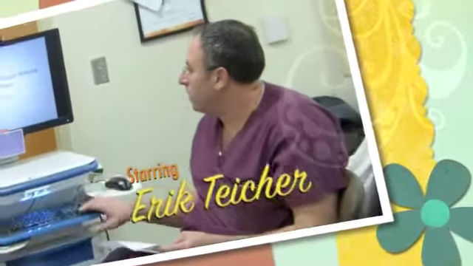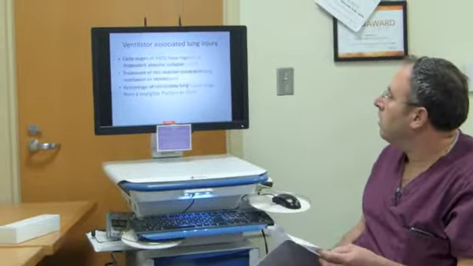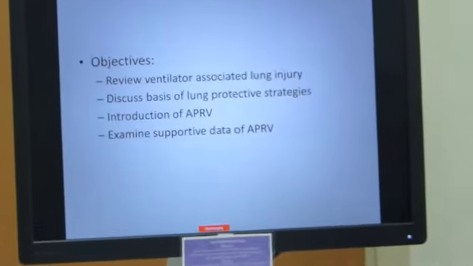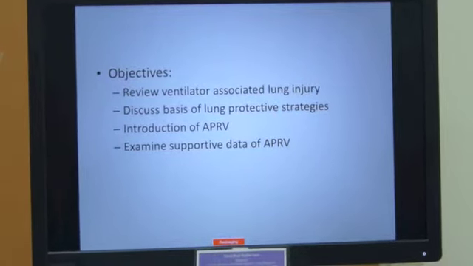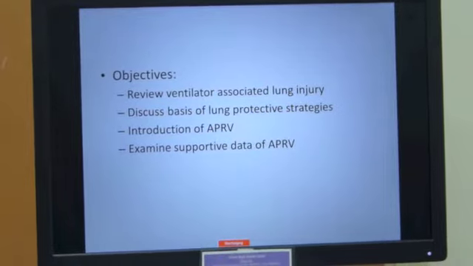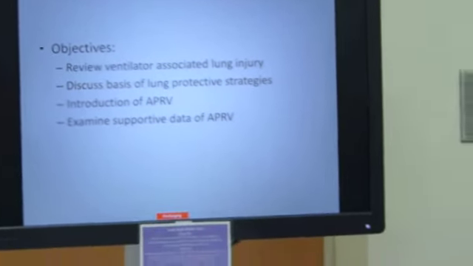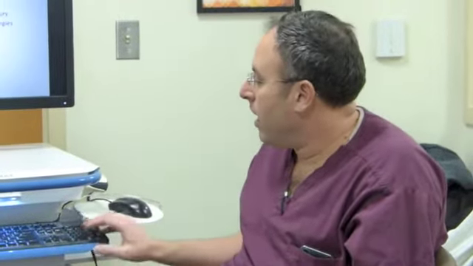To talk about APRV, which is always a black box of ventilation, I think, for most people. So our objective will review ventilator-associated lung injury, because I think it's really important to know how lung injury occurs as a result of the ventilator, and that helps the understanding of the APRV mode a lot. We'll discuss the basics of lung protective strategies to help prevent lung injury. We'll introduce the topic of APRV, and then we'll examine all the data and how to manage a patient with it.